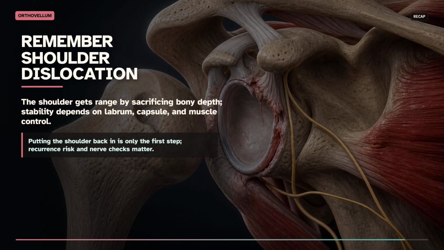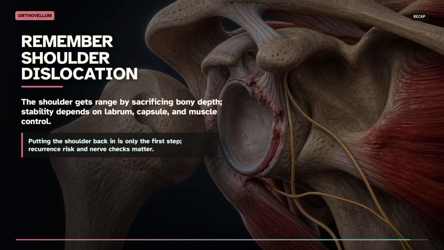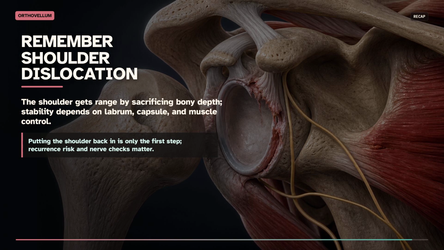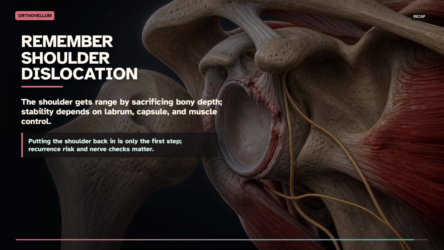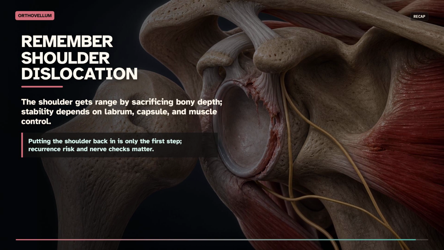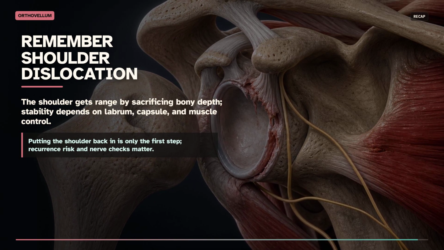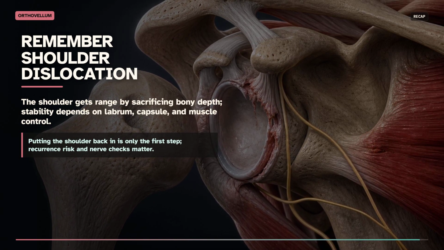The take-home model. The shoulder gets range by sacrificing bony depth. Stability depends on labrum, capsule, and muscle control. If you remember only one thing, remember this. Putting the shoulder back in is only the first step. Recurrence, risk, and nerve checks matter.